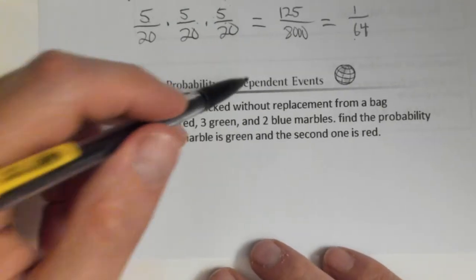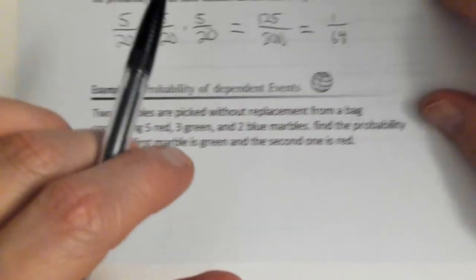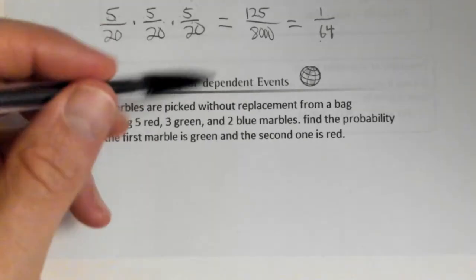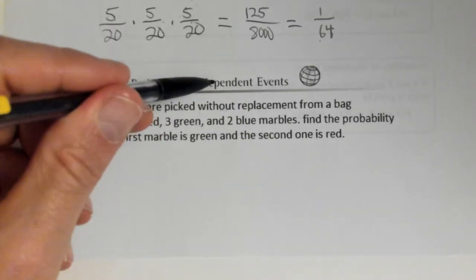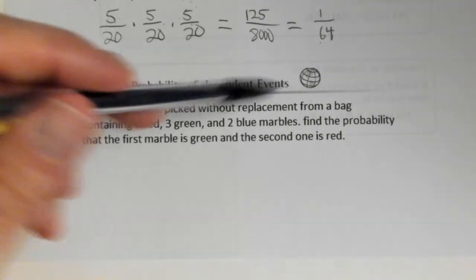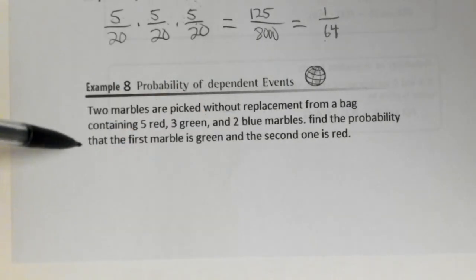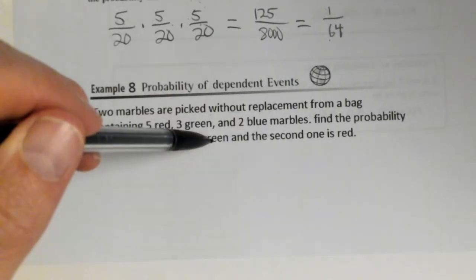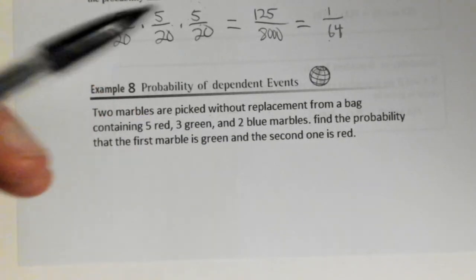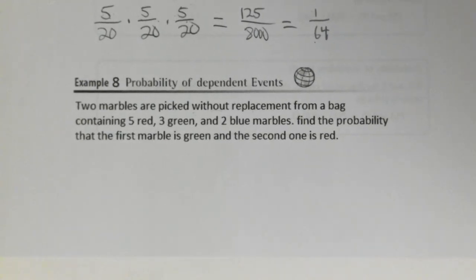This is the probability of dependent events. So the first event is going to have an effect on the numbers for the second event, and so on. Alright, so 2 marbles are picked without replacement, and that's the key. That's what makes these dependent events, because you take a marble out and you do not replace it. Okay, from a bag containing 5 red, 3 green, and 2 blue marbles. Find the probability that the first marble is green, and that the second one is red.